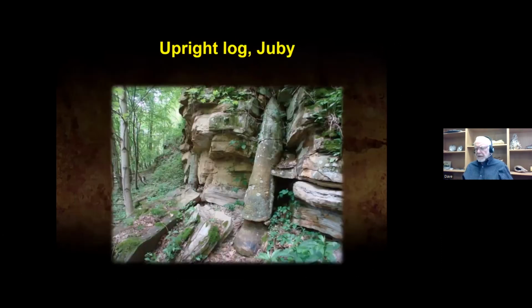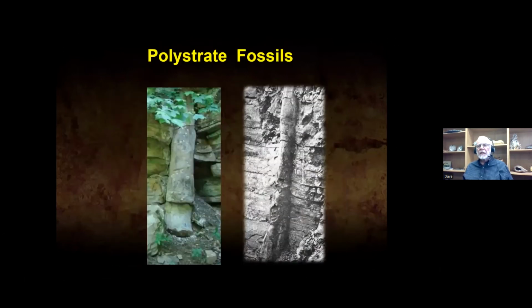All right. And so you want to look up Joggins log if you want to know more about that. In general, these kind of trees that penetrate many, many pancakes or rock layers are called polystrate trees or polystrate fossils. And basically that means they go through many strata, many layers.